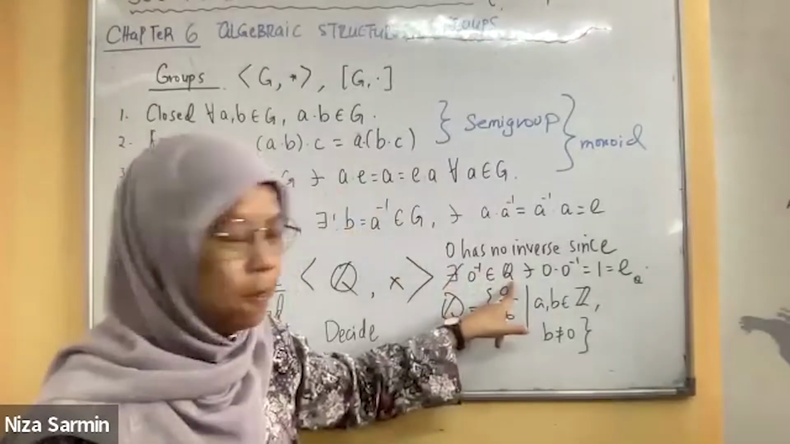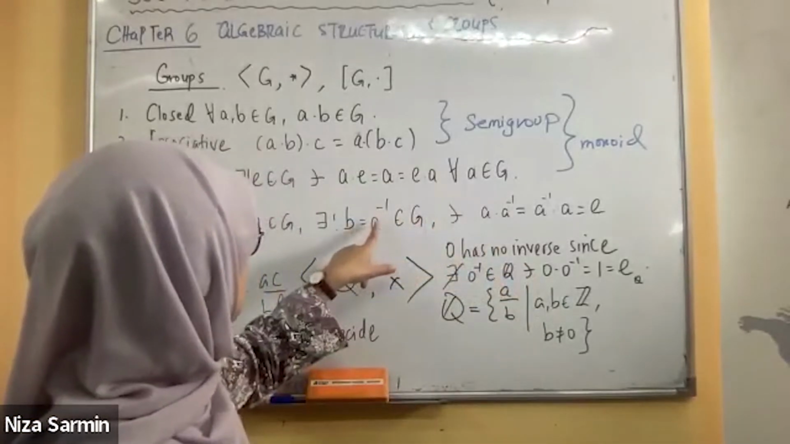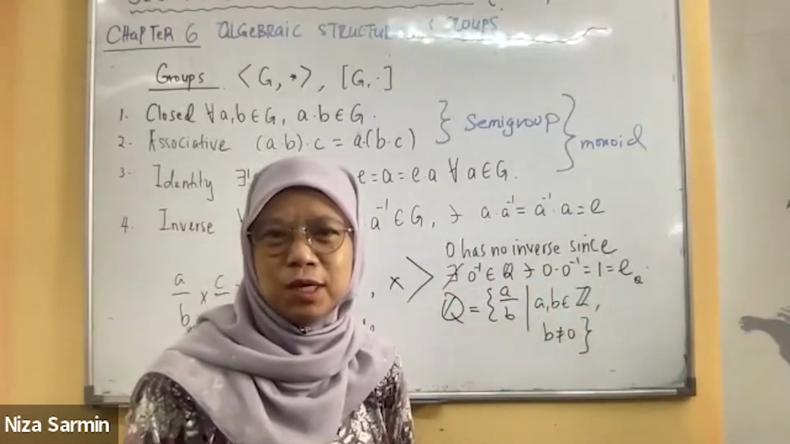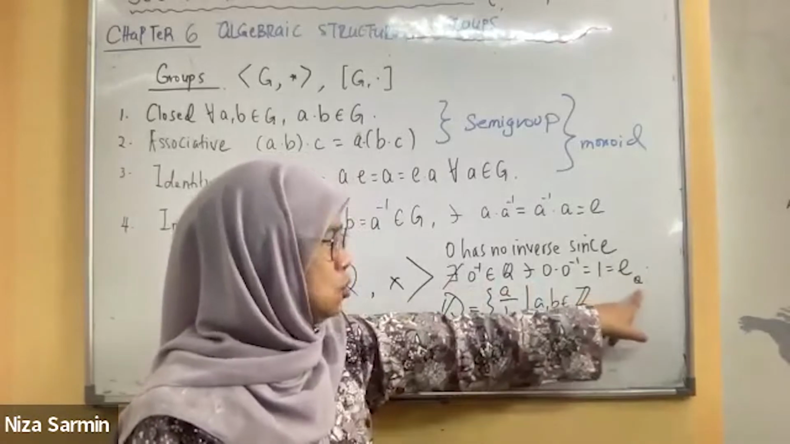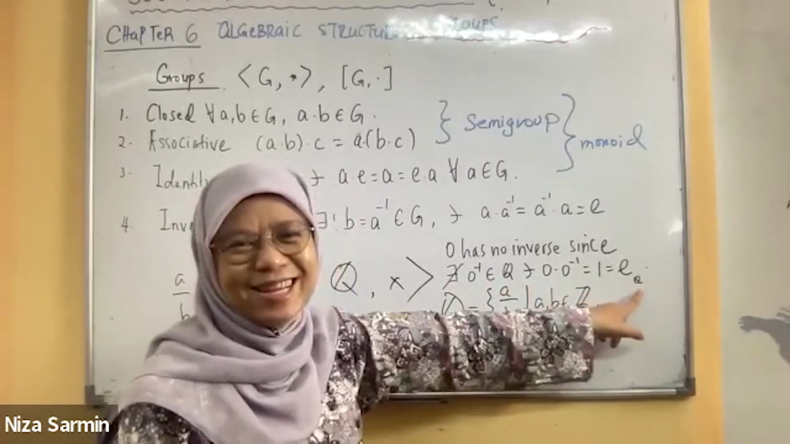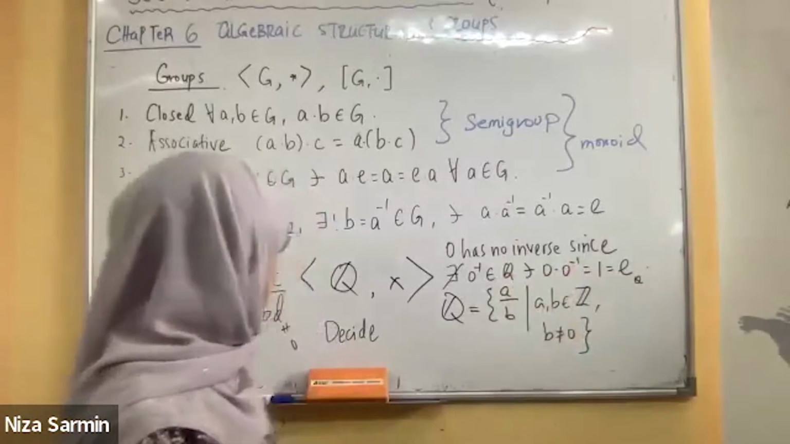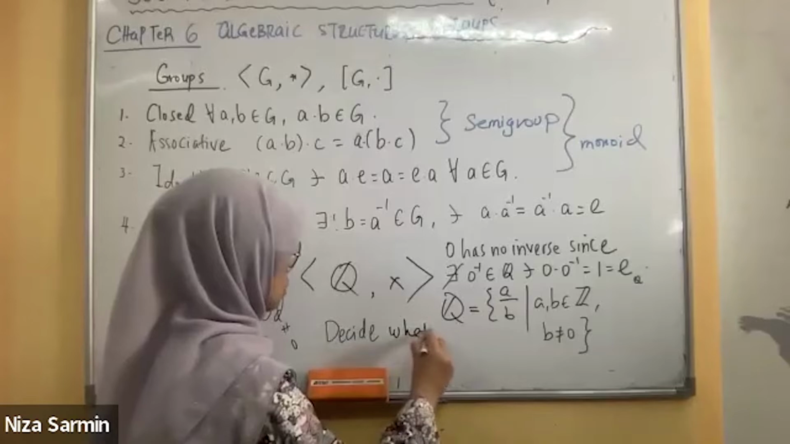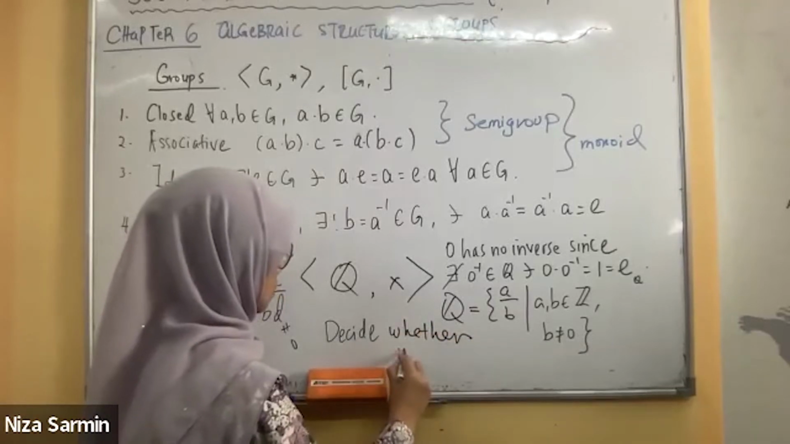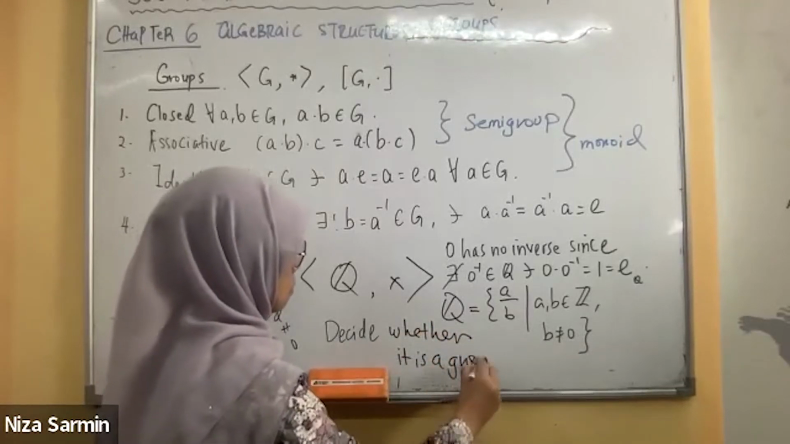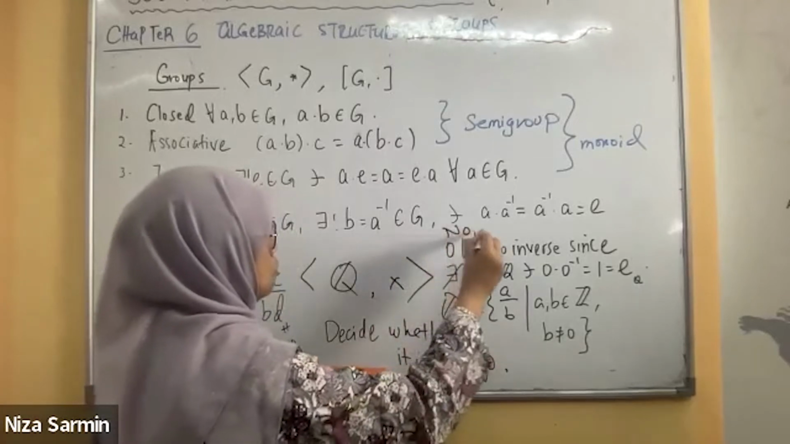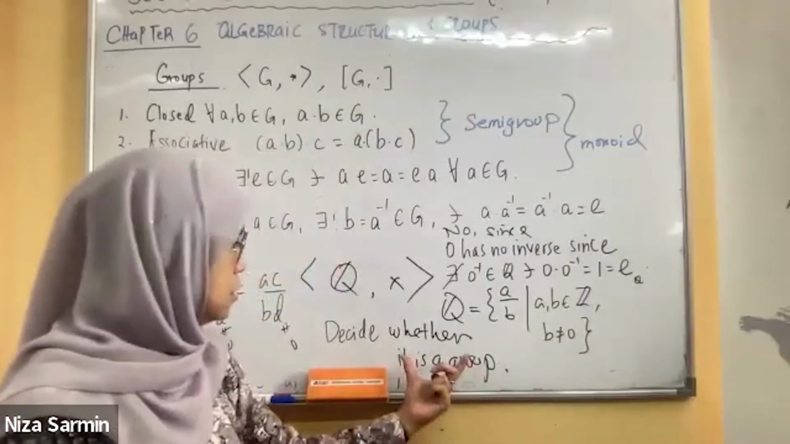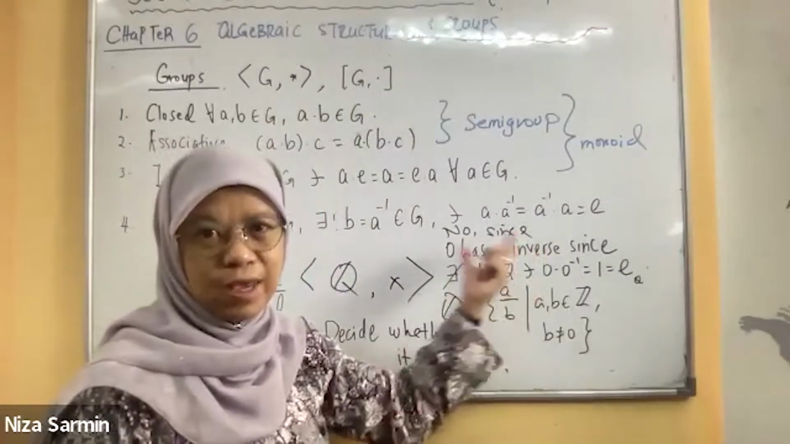0 has no inverse since there does not exist a 0 inverse in Q that satisfies this, right? 0 times 0 inverse, we want it to be 1, we want it to be the identity in Q. So this is the reasoning on the decision that this is not a group. The question is decide whether this is a group. The answer is no, since 0 has no inverse. If this is the question, this would be the perfect answer.